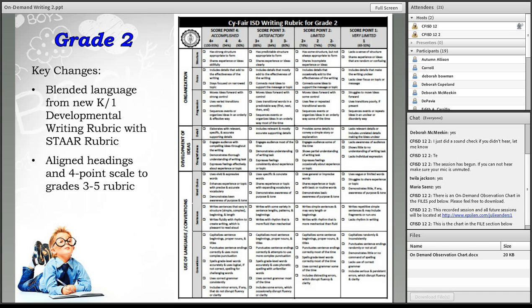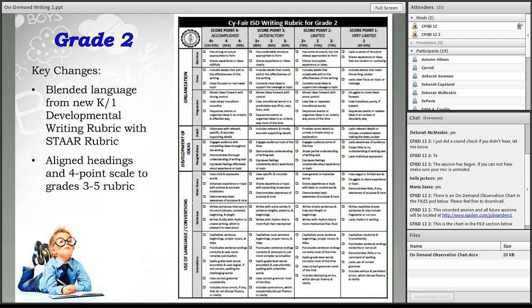You'll see the 6 traits really are embedded within the rubric. Organization, ideas. You'll see sentence fluency is down in the language section, and word choice is as well. And then you have your conventions. The only thing that you don't see jumping off the page from the 6 traits is voice. And really, that's not on the STAR rubric. However, quality writing has voice. And it's really the combination of word choice and sentence fluency that leads to that voice coming through a paper.